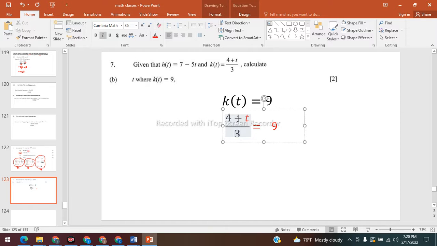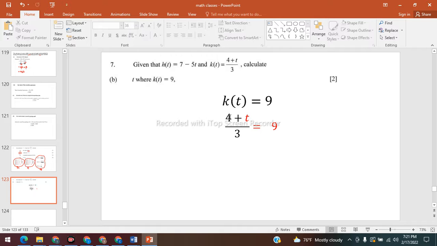If t is 23, then add 23 to 4, what do you get? 27. And divide 27 by 3, what do you get? 9. You understand what's happening? Again, we need the top to be 27, and so that means that t must be 23.